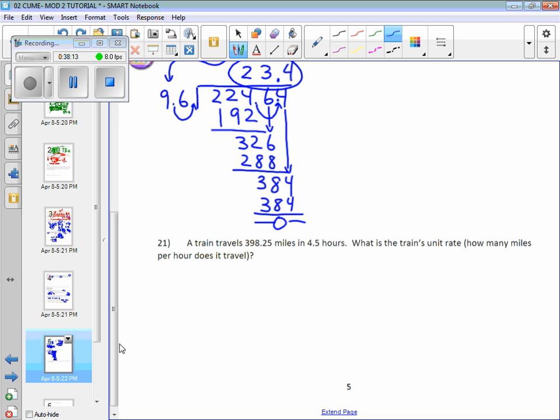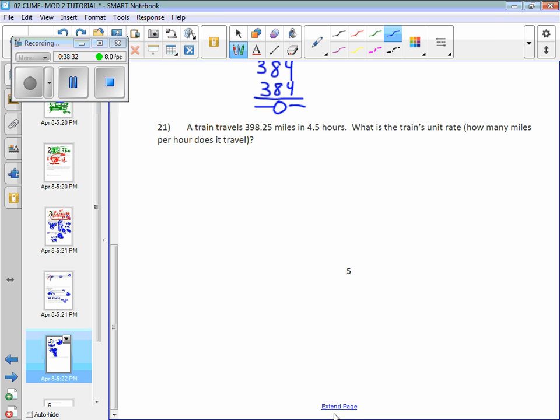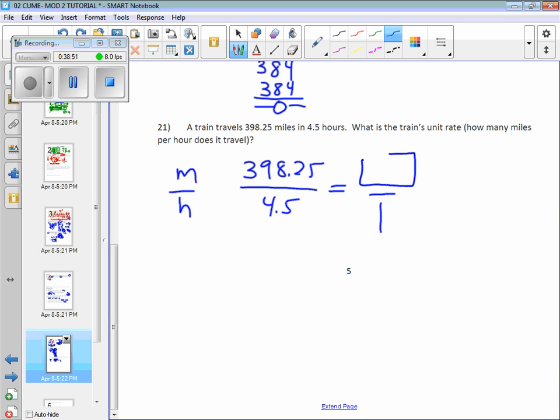Okay, I'm going to show you how to do number 21. 21 is a unit rate question. With unit rate questions, I could do it with equivalent ratios if I wanted to. I could set this up as miles over hours and then plug everything in. 398.25 miles takes 4.5 hours, and then you're trying to figure out how many miles it travels in that 1 hour.